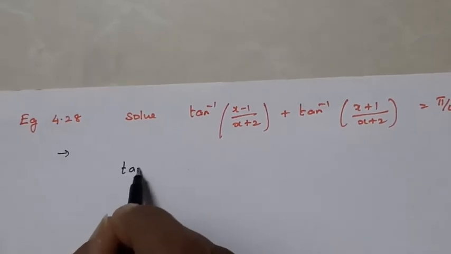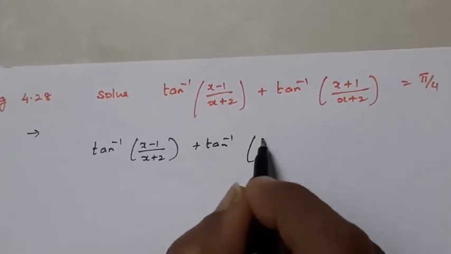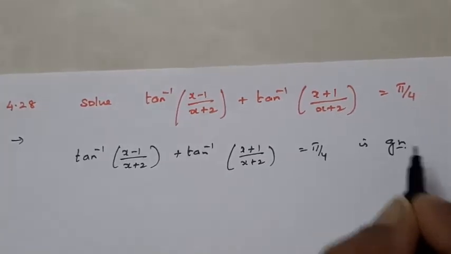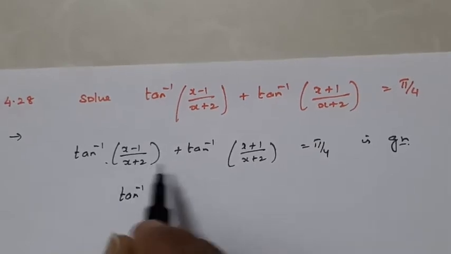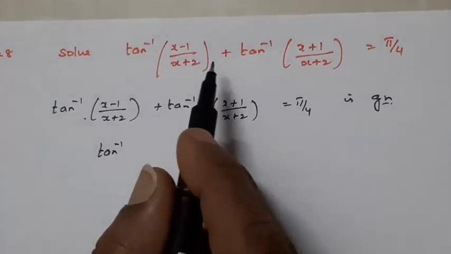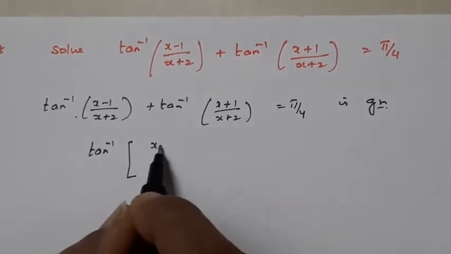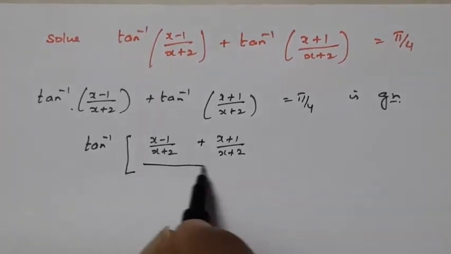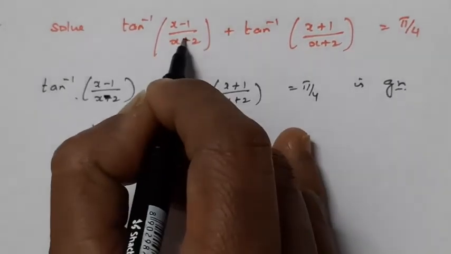So, tan inverse of x minus 1 by x plus 2 plus tan inverse of x plus 1 by x plus 2 is equal to pi by 4 is given. Then applying the formula for tan inverse of x plus tan inverse of y, no need to check whether the product of these two is less than 1 because no condition has been given. So, you have to take that it has been given such that the product would be less than 1. So, tan inverse of x minus 1 by x plus 2 plus x plus 1 by x plus 2 divided by, here it is minus 2. In the problem it has been given as minus 2.